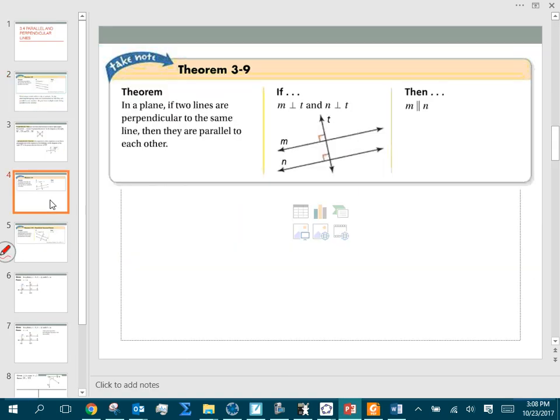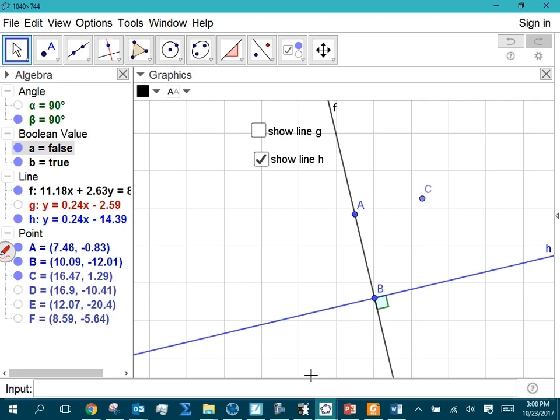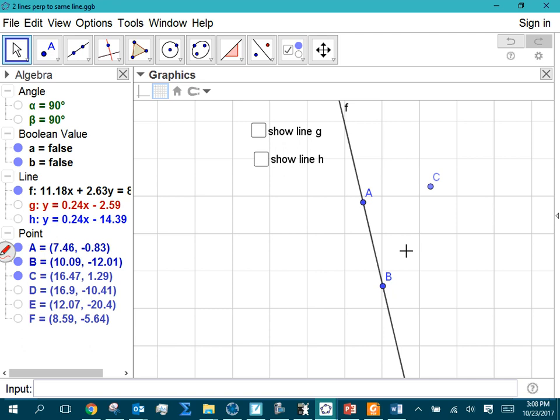The next theorem we'll talk about says if two lines are perpendicular to the same line, then they are parallel to each other. Two lines perpendicular to the same line. So again, I'm going to start off with just this line here. Okay, so that's my same line that the theorem talked about. I'm going to create one line that's perpendicular to it. So the red line is perpendicular to it. I'm going to pick another line that is also perpendicular to it.